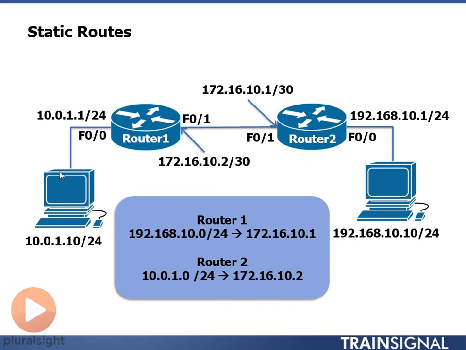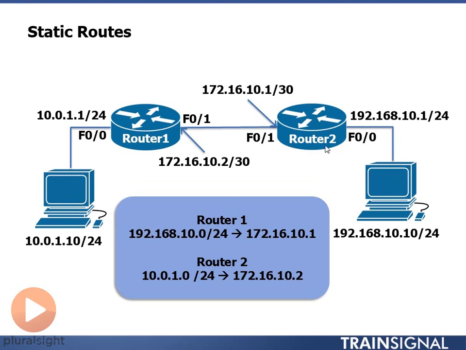So what we had to do was configure router 1 with a static route to say, hey, if any packet comes into router 1 with a destination address of 192.168.10.0, then let's route that to 172.16.10.1, which is the F0/1 interface on router 2. So we say send all that traffic to get to 192.168.10.0 over to router 2, which it does, and then we can send traffic from this device over to this device.